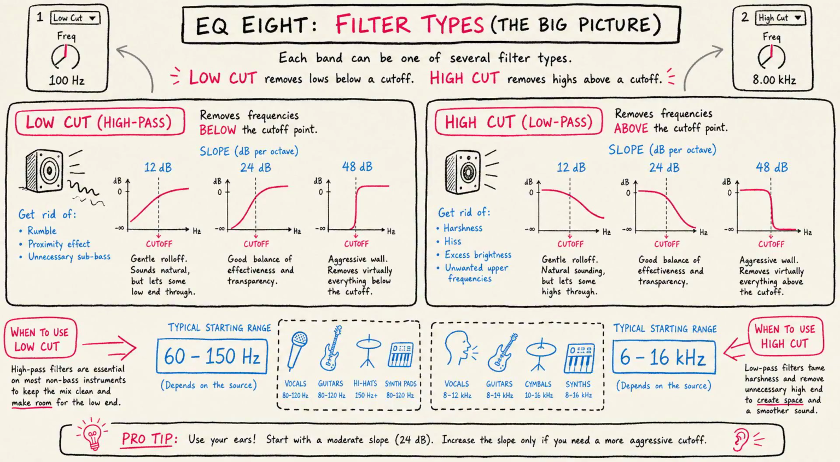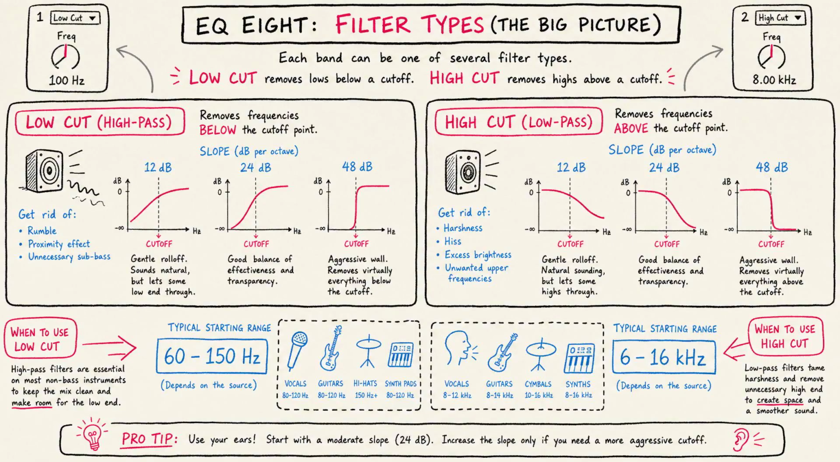Low shelf filters boost or cut all frequencies below a chosen point, creating broad tonal shifts rather than surgical changes. Use these for overall warmth adjustments, boosting below 100 to 200 Hz, or thinning out a mix, cutting below 150-300 Hz. Typical shelf adjustments range from plus or minus 2 to 4 dB. Anything more aggressive usually calls for a different approach.